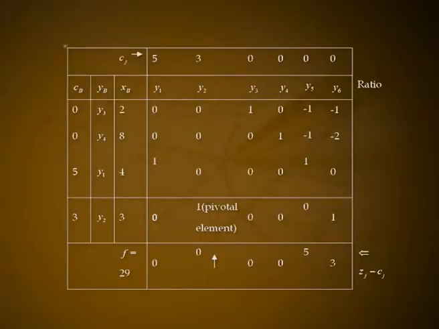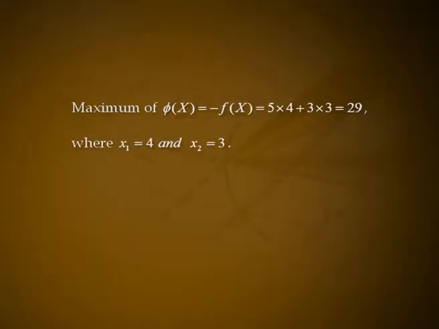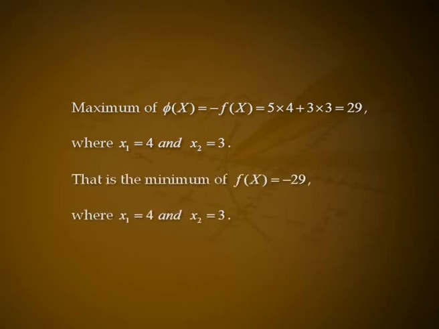The third iteration table is: now, all the net evaluations are non-negative. Hence, the current solution is optimal. The solution is maximum of phi of x, that is equal to minus f of x equal to 5 into 4 plus 3 into 3, that is 29, where x1 equal to 4 and x2 equal to 3. That is, the minimum of f of x equal to minus 29, where x1 equal to 4 and x2 equal to 3. Now, we can summarize the module.